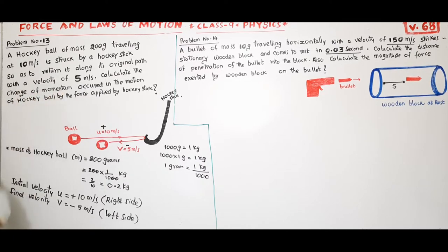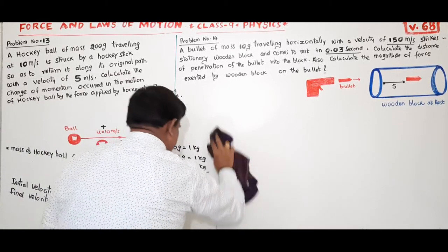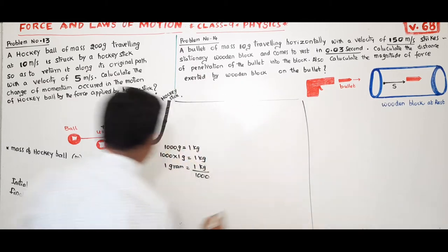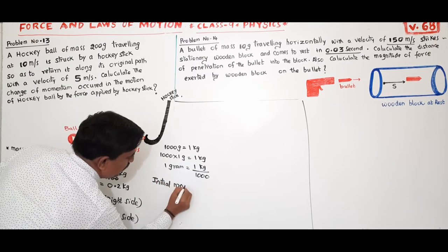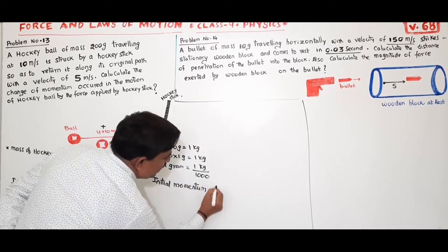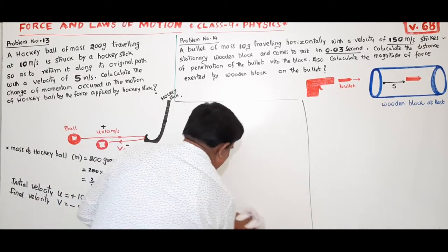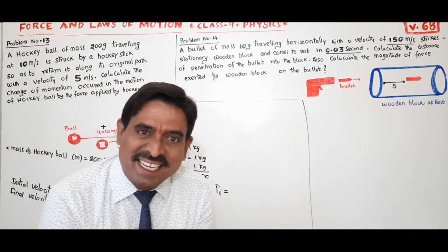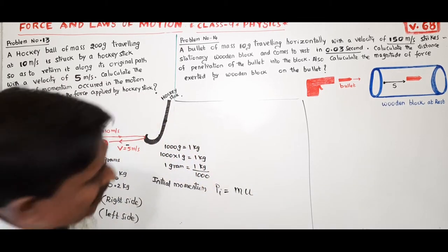Now what they are asking, change in momentum. First I will find the initial momentum. Afterwards I will find the final momentum. Here I am writing initial momentum. Now please listen here. Momentum is represented by the letter P. Initial momentum I am writing as P suffix i. Momentum means what? Mass into velocity. Initial momentum, mass into initial velocity.